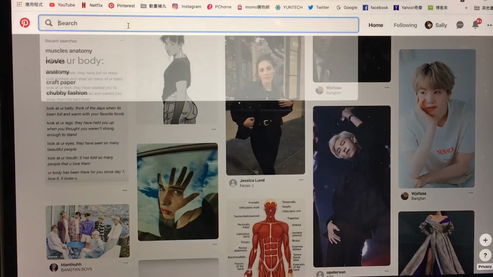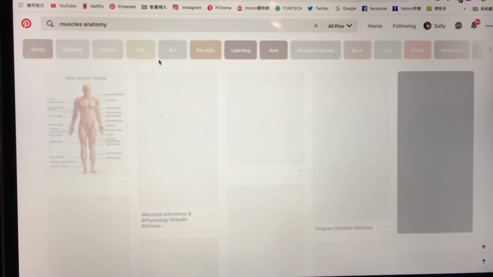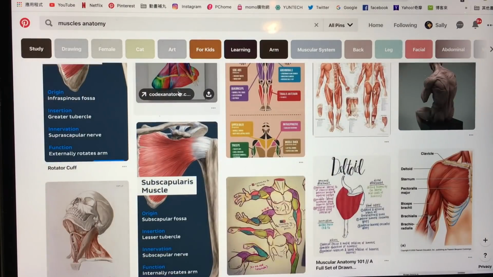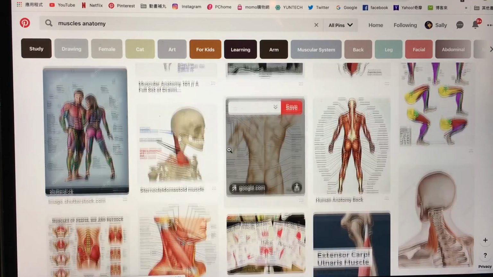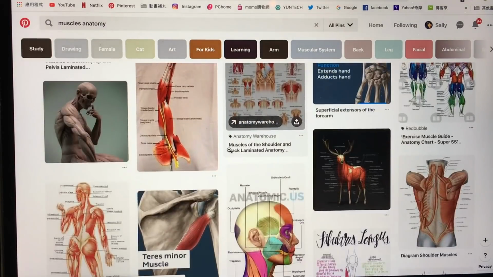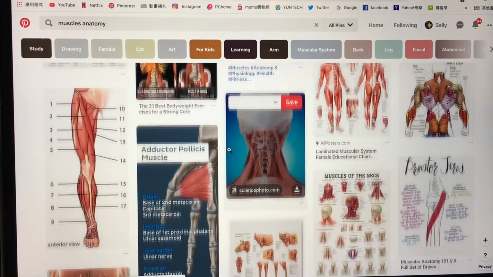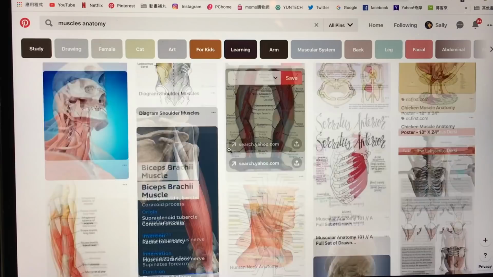And another one is Pinterest, of course, and you can search muscles, anatomy, then you've got a lot of information about this. So yeah, this is my recommendation. Hope it's helpful for you guys.